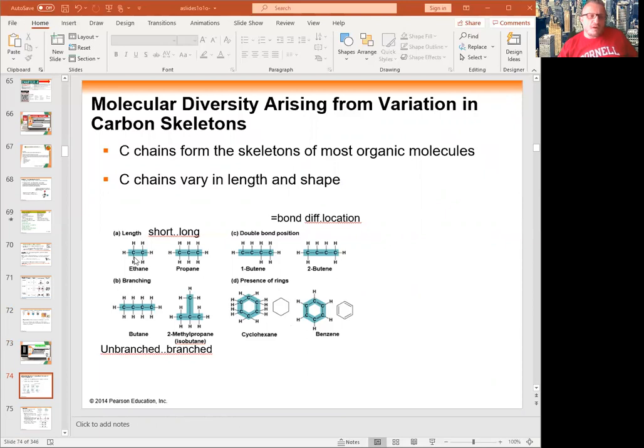There are a number of ways to increase the diversity of a molecule: length, having a longer or shorter length; double bond position, whether it is between the first and second carbon, or second and third; branching or no branching; or the presence of a ring.